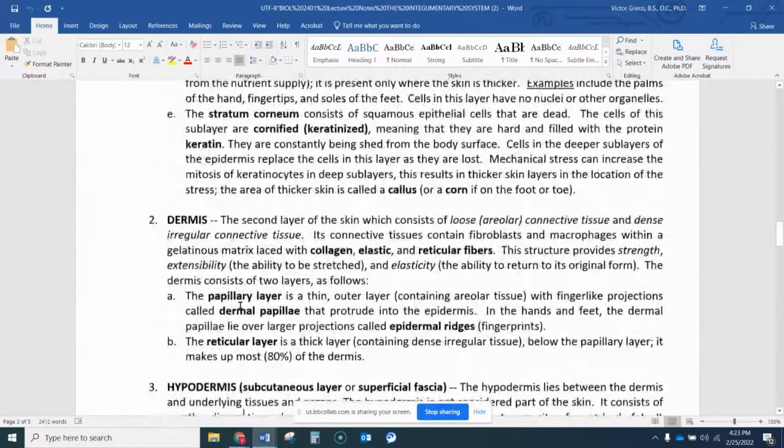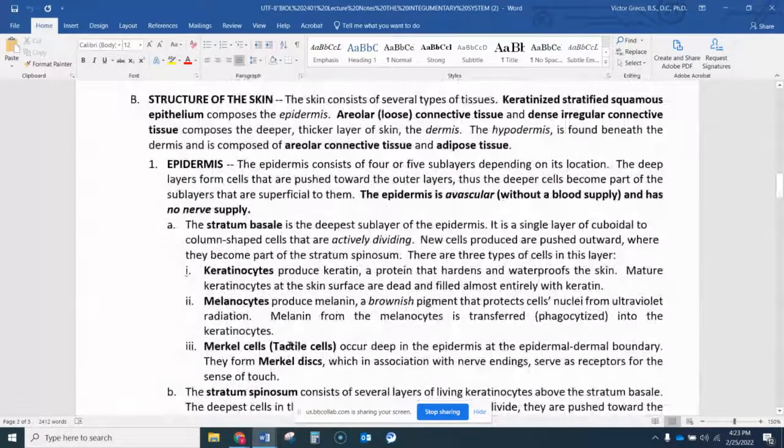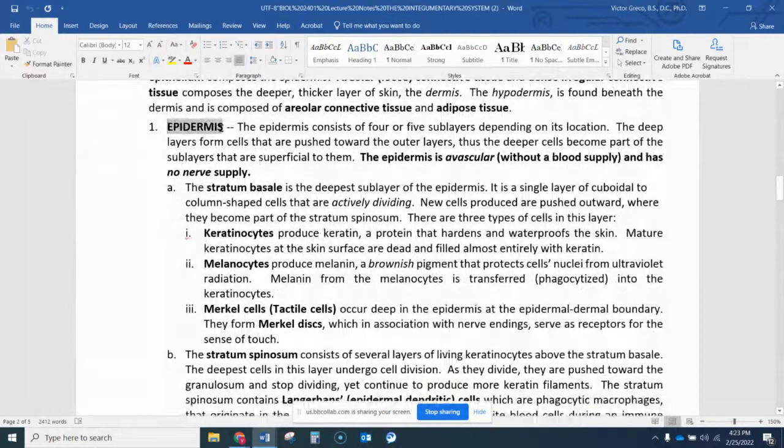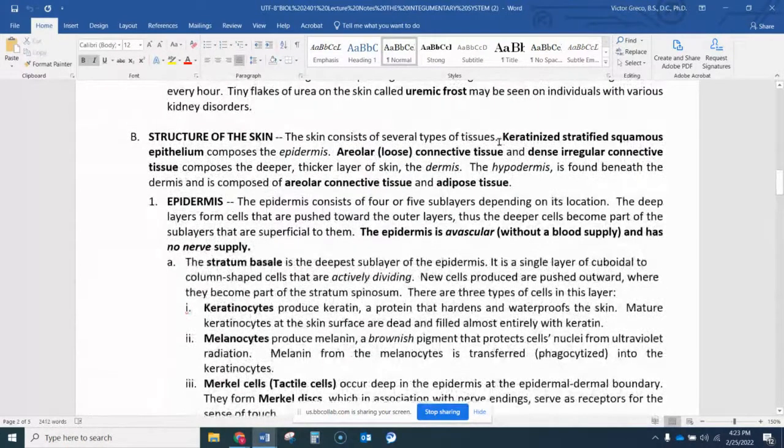So what you should know with all of this, I'm going to go over some more specific things in here, but first, what type of tissue is in each portion? Well, the entire epidermis, no matter which stratum you're in, basale, spinosum, and so on, the entire epidermis is stratified squamous. And we see that here. Keratinized, stratified squamous epithelium.